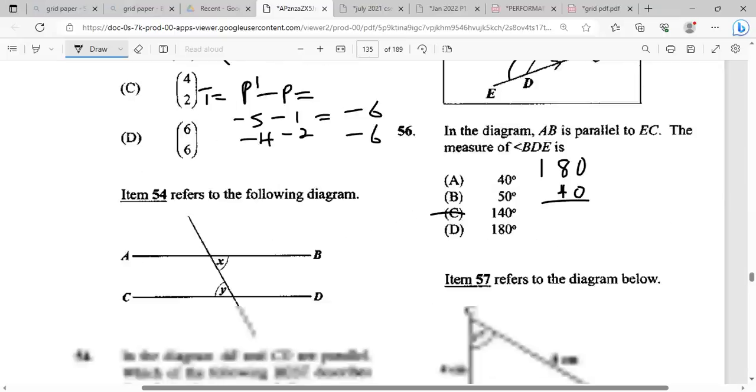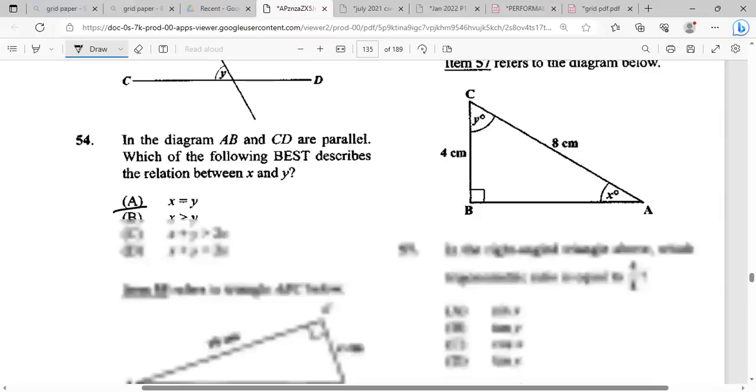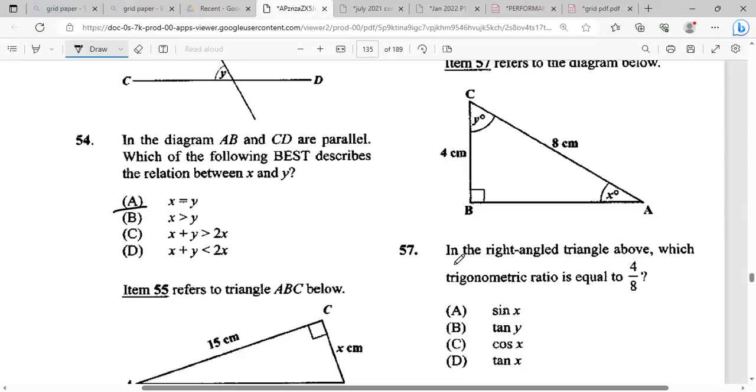All right, 3 more to go. 57, 58, 59, 60. Actually 4. Item 57 refers to the diagram below. In the right angle triangle above, which trigonometry ratio is equal to 4 over 8? So I'm going to go with opposite over hypotenuse, which is sin x.